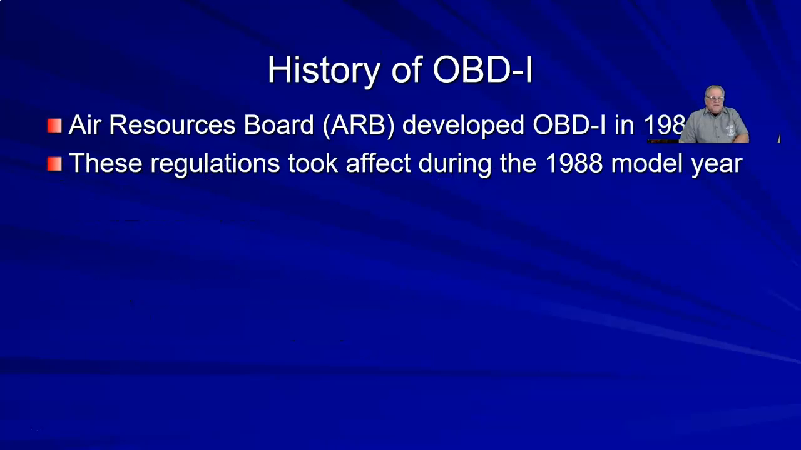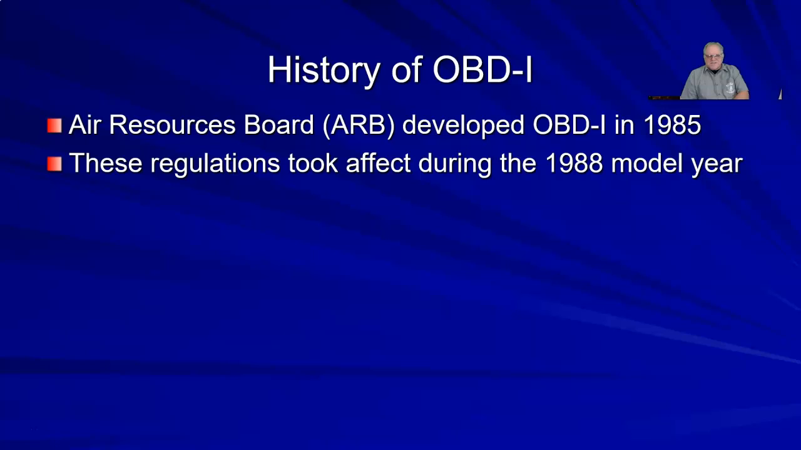History of OBD1. California Air Research Board in 1985 developed the standard for OBD1. For the most part, California's OBD1 was GM's system that they had introduced prior to that. It's primarily looking at vehicle having a check engine light, being able to set codes, being able to store codes. 1985, CARB at that time developed the standards for OBD1. 1988 and newer California vehicles had to be OBD1 compliant.